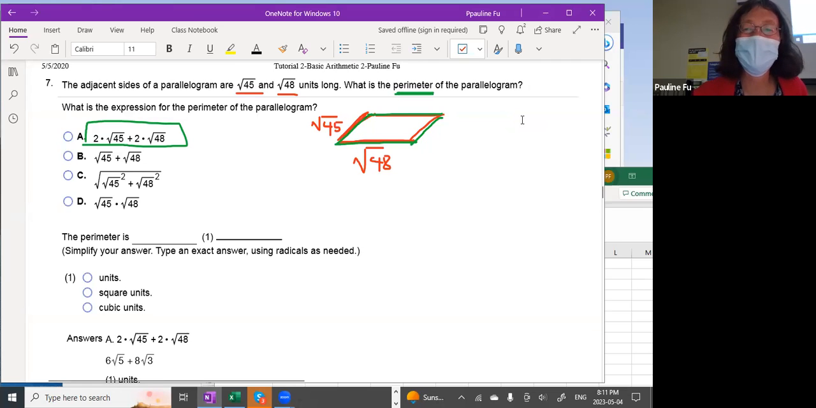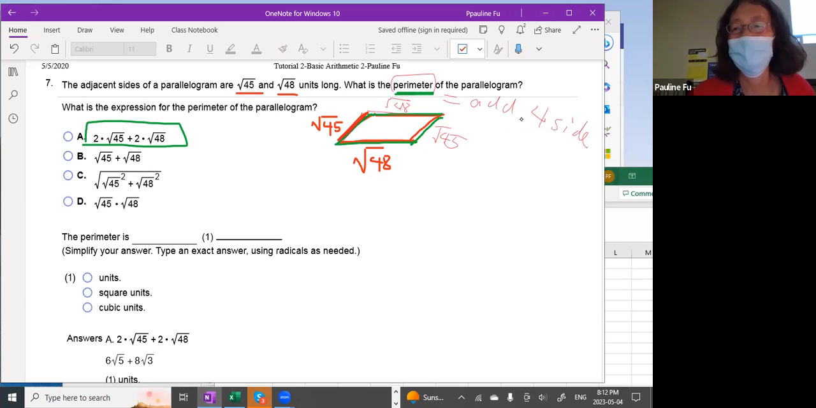Okay, so a parallelogram has just two lengths. This is square root 45, this is also square root 45, and this one is also square root of 48. So add those four sides together for the perimeter. So the correct answer is A. This is a multiple choice question. Although it is a multiple choice question, as you can see, it still involves calculation.